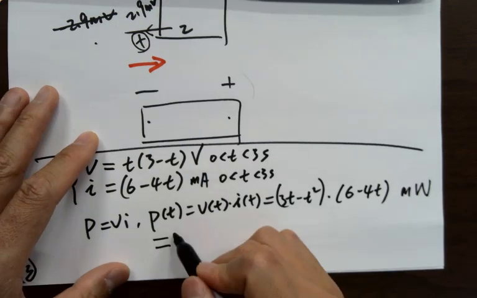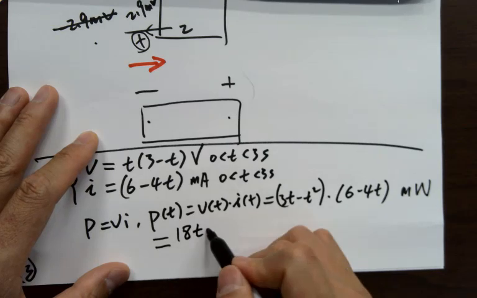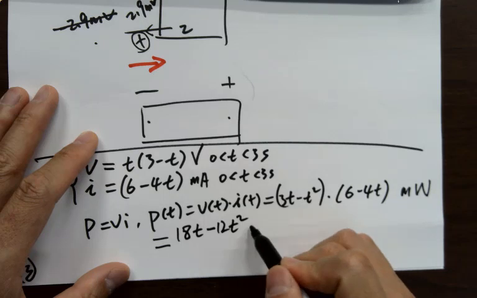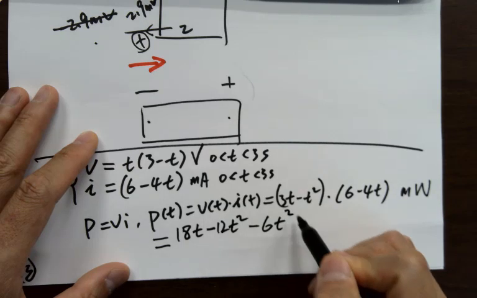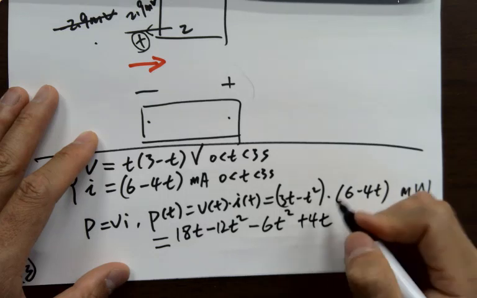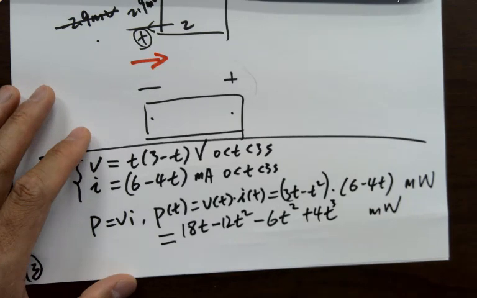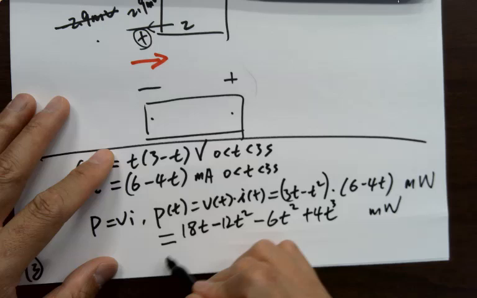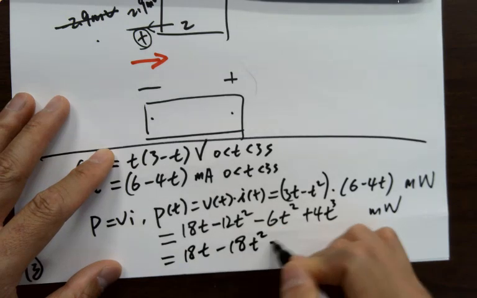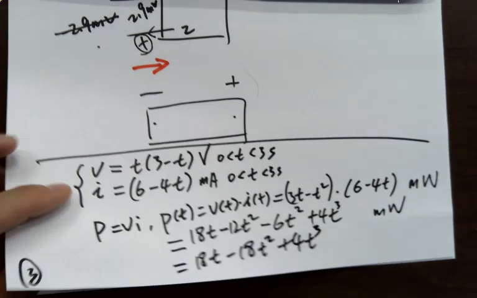Which is 18t minus 12t squared minus 6t squared plus 4t to the third power, and that's milliwatts. Which is 18t minus 18t squared plus 4t to the third power. What's next?